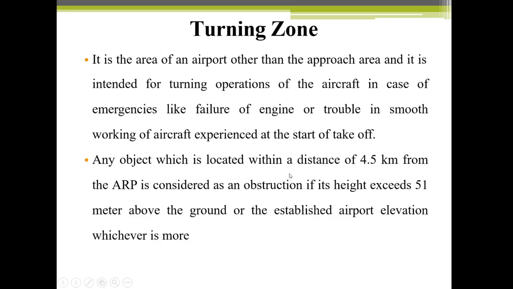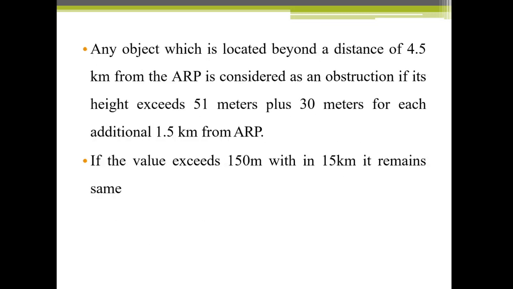Any object which is located within a distance of 4.5 kilometers from the ARP is considered as an obstruction if its height exceeds 51 meters above the ground and the established elevation, whichever is more. Any object which is located beyond a distance of 4.5 kilometers from ARP is considered as an obstruction if its height exceeds 51 meters plus 50 meters for each additional 1.5 kilometers from ARP. If the value exceeds 150 meters within 15 kilometers, it remains safe.